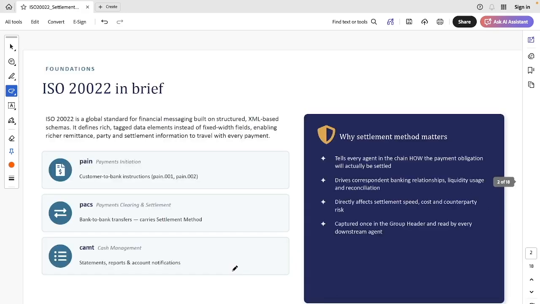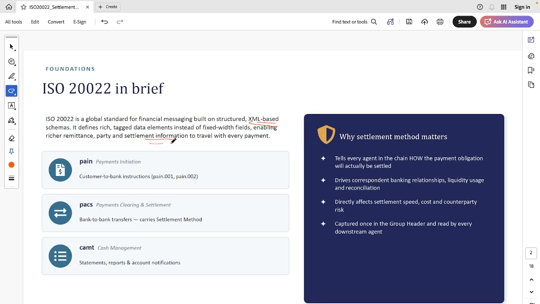So let's start. Before we jump into the settlement methods, let us quickly revise the foundation. ISO 20022, as you know, is a global financial messaging standard. In simple words, it's a structured way for banks and financial institutions to exchange payment information. ISO 20022 uses XML-based text, and that means the message can carry more detailed information about the payment, the parties, the banks, remittance details, and most importantly, for today's topic, the settlement information.